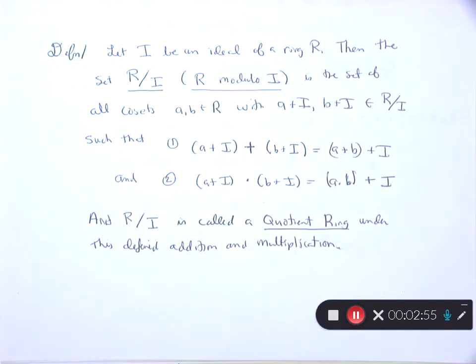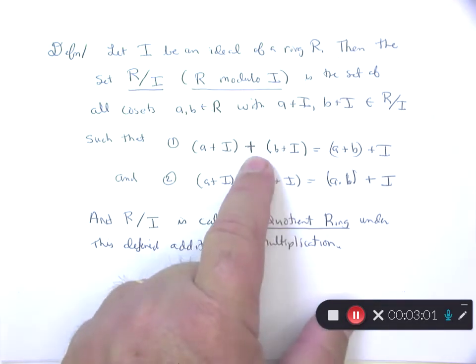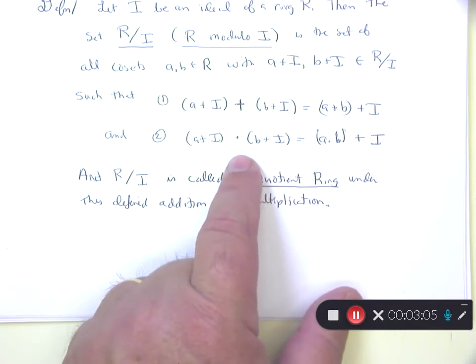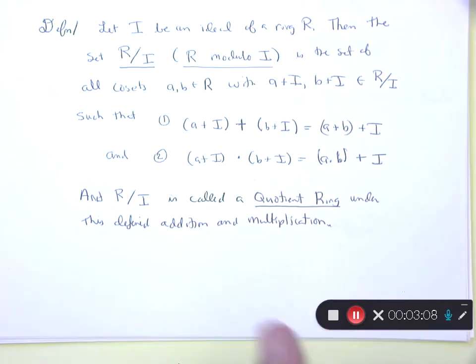So to have a ring, you've got to define a set, and you've got to define a way to add it. That's what we're doing here, thanks to Theorem 6.8, and how to multiply it, again thanks to Theorem 6.8. This is called a quotient ring. We can create more rings out of this stuff. But here's the big deal.